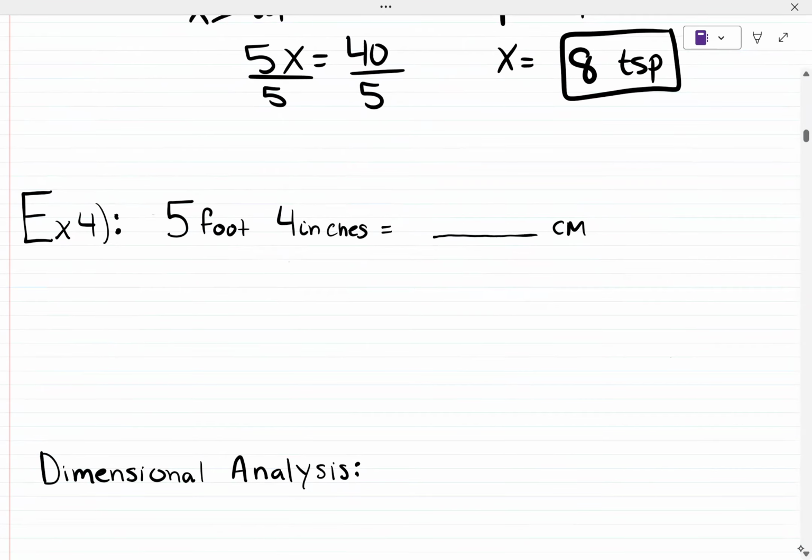Okay, example 4. This one we have to figure out 5 foot 4 inches equals how many centimeters. So this one we have to do just an extra step. One of the directions also says round to the nearest whole number. So usually you round to the nearest tenths, but this problem says round to the nearest whole number.